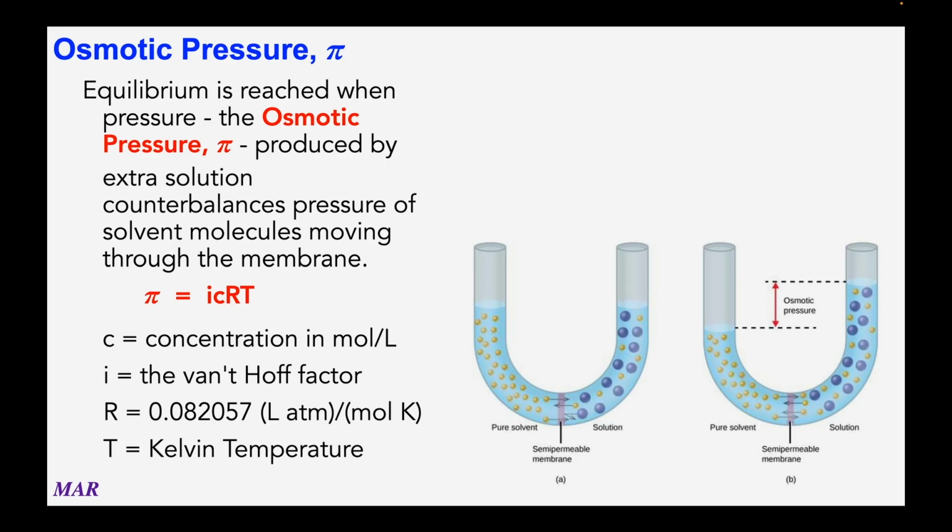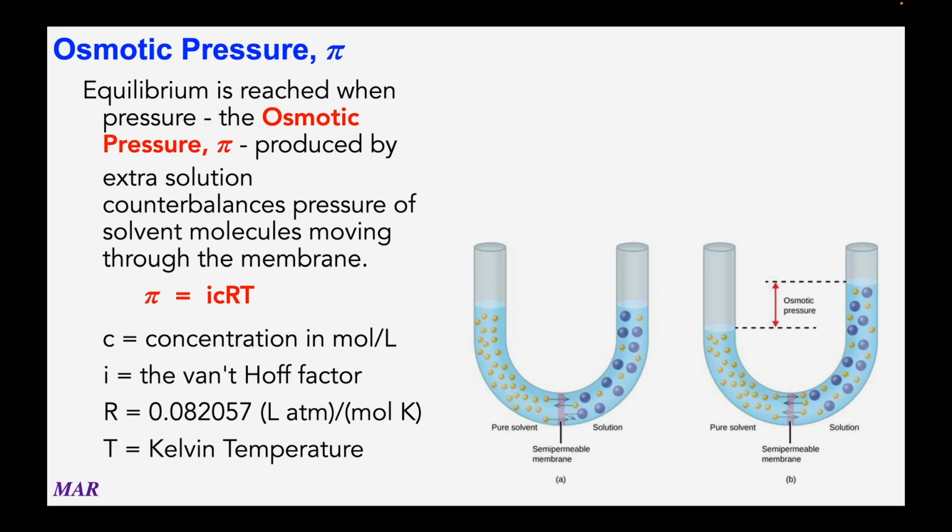But anyway, pi, the osmotic pressure, is a pressure in atmospheres, and it's equal to iCRT, where i is the van 't Hoff factor, which again is only applicable if you have an ionic compound. C is the concentration in moles per liter. We're back to molarity again, the good old king of the concentration units. R is the gas constant R, 0.082057, which is liter atmospheres per mole Kelvin, and temperature is the Kelvin temperature. And from all this, you can calculate then what the osmotic pressure will be.